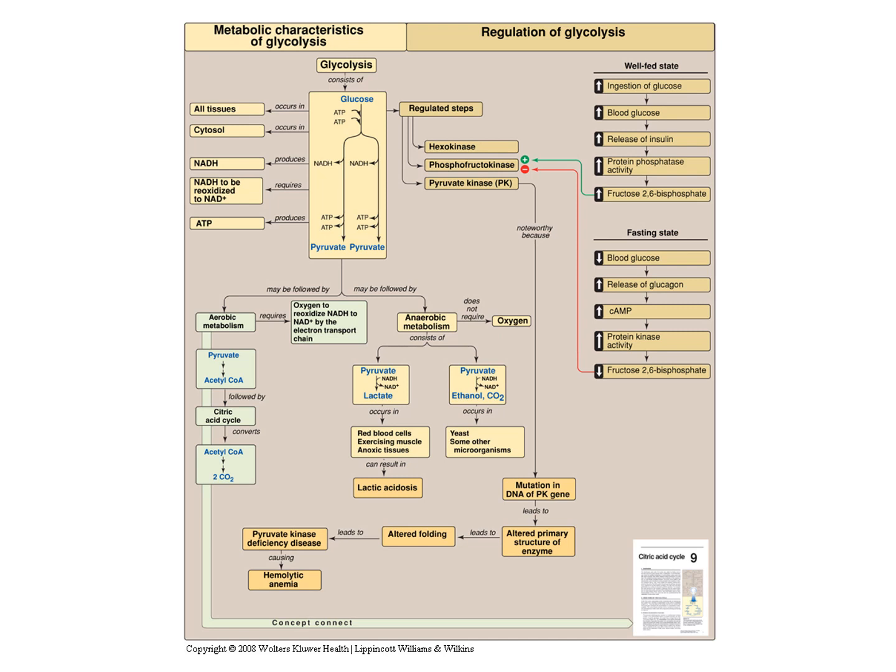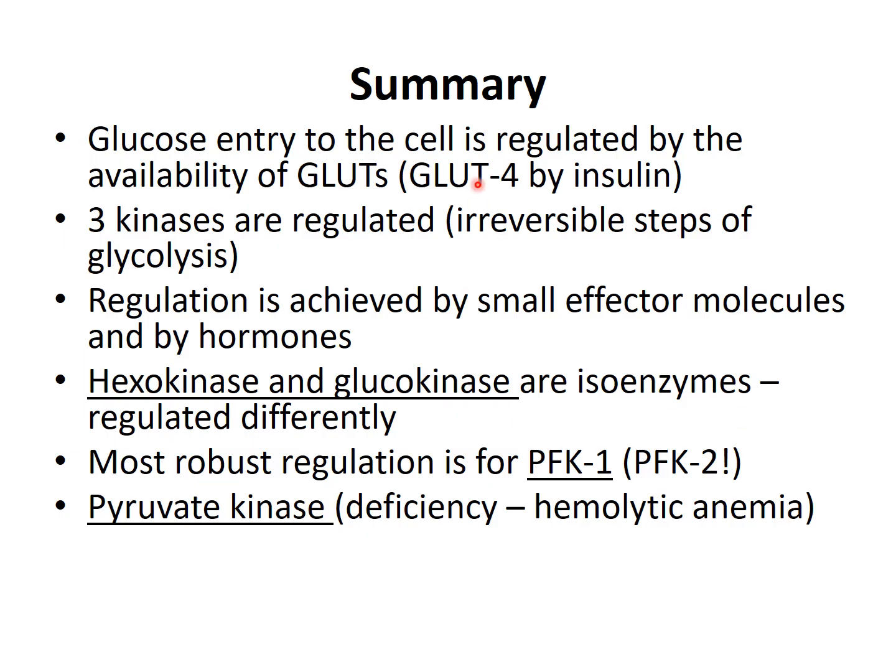This is a very good summary slide which you can use to remember what we talked about today. And the summary for the regulation is that we talked about the different glucose transporters as one of the ways of regulating glucose entry to the cells. And we talked about the three kinases, how they are regulated by small molecular weight effectors or by hormonal regulation. Please remember, hexokinase and glucokinase are isoenzymes. The most important regulatory enzyme is PFK1, and pyruvate kinase is the third one.